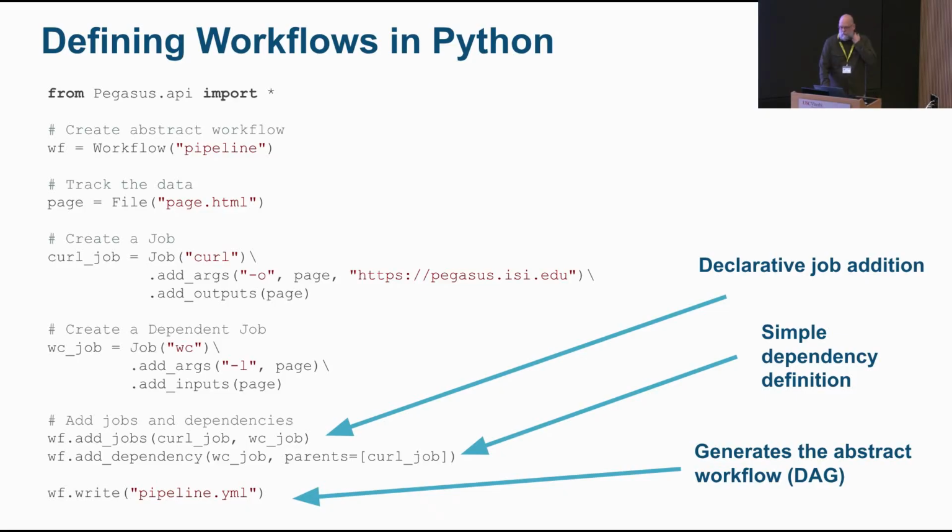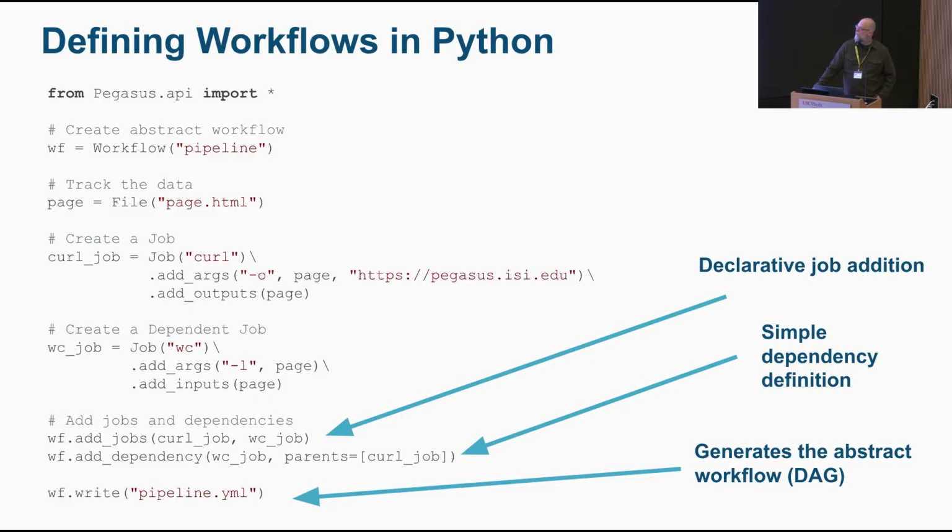Our workflows are defined using an API. So you see up here, there's from Pegasus API import star, and then in this API we describe the workflow using files and jobs. The files are an important part of Pegasus. Not only do we track the tasks, but we track the data, and I'll explain that a little bit more later. But in this case, we have a simple example where we just want to download a web page.